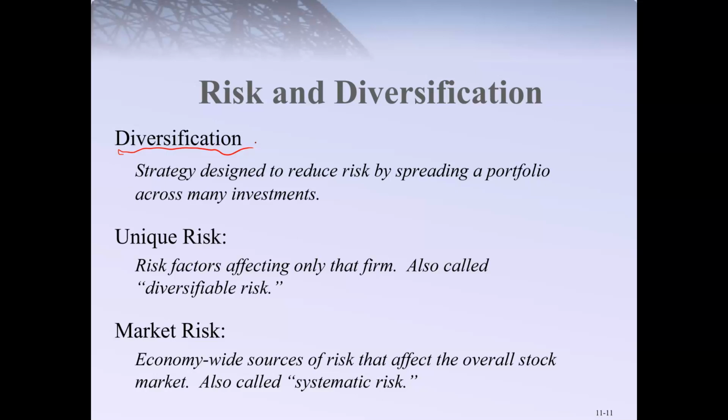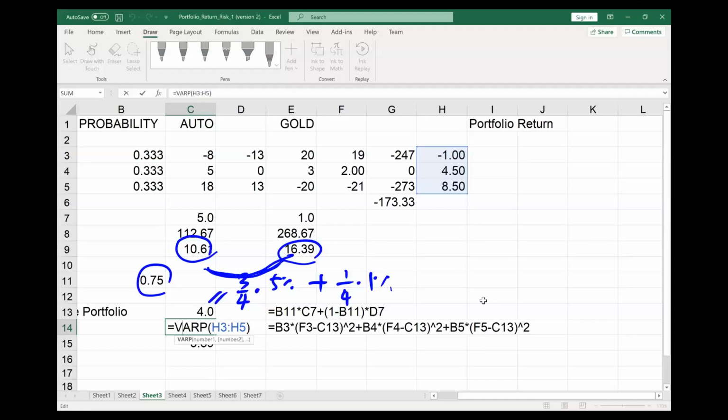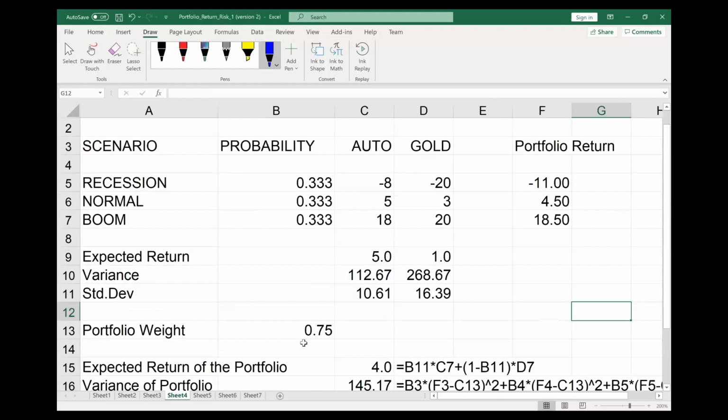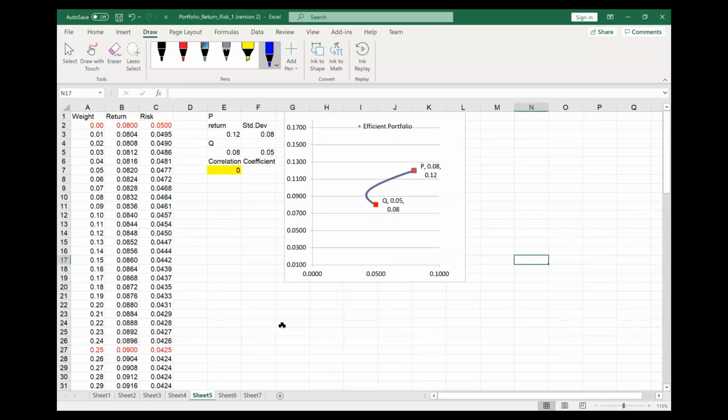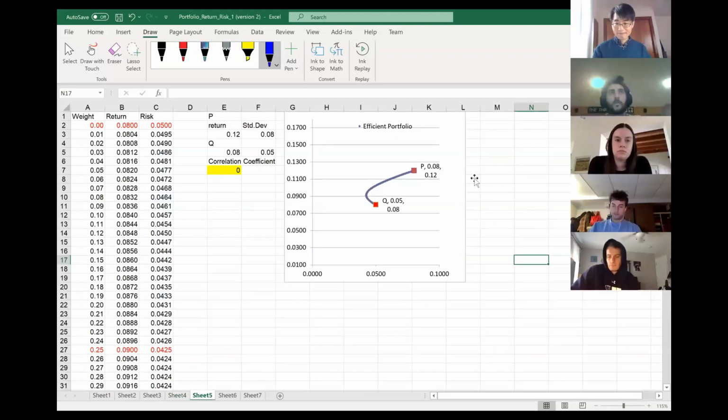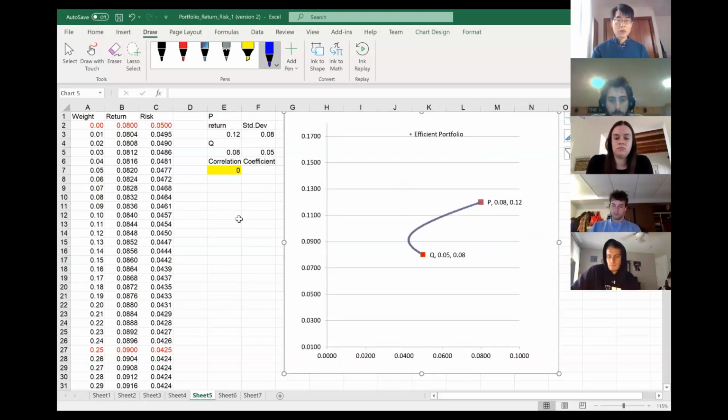Okay. All right. Now, to illustrate that point, let's go back to the Excel. Do you guys see the Excel file? Okay. Now, let me actually enlarge this. So now we have two assets, P and Q, right? And this is the rate of return.